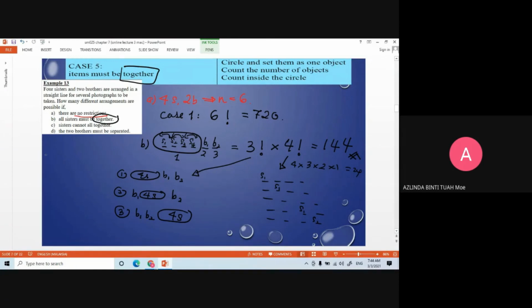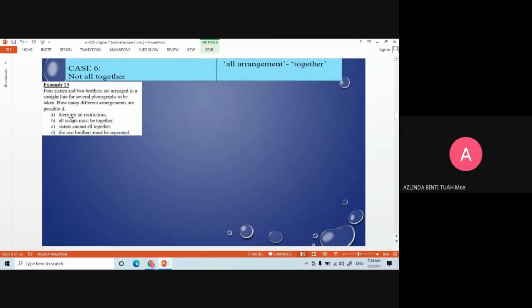Okay. Question C. Sisters cannot all together. Ini adalah kes yang ke-6. Okay. Kes yang ke-6 ini adalah opposite daripada case together. So all arrangements minus the answer from the number of permutation where they are together. Sebab dia nak opposite case ni. Soalan yang C. Tadi soalan B kita nak tengok yang sisters together. Kalau yang ni mereka tidak boleh bersama-sama. Maksudnya the four sisters separated.